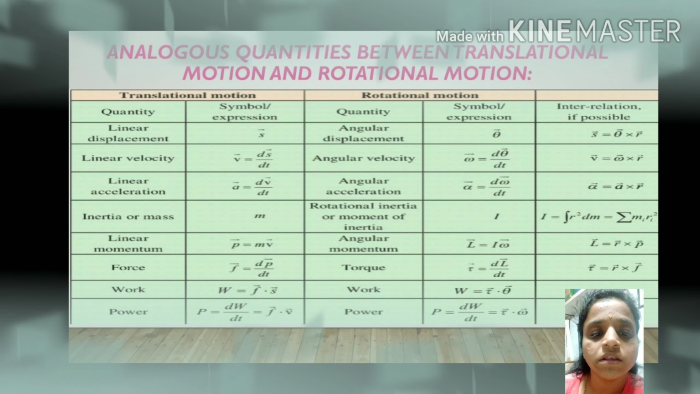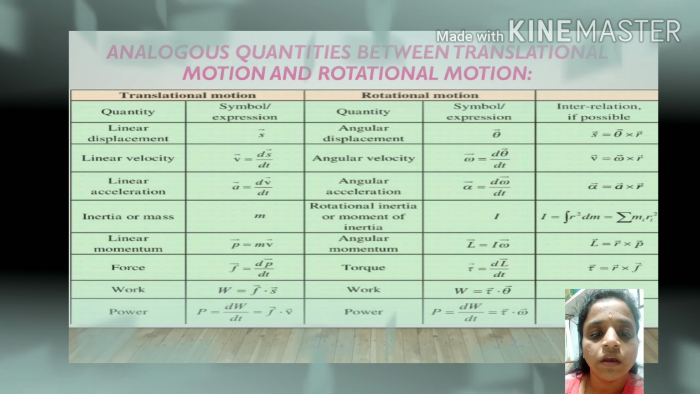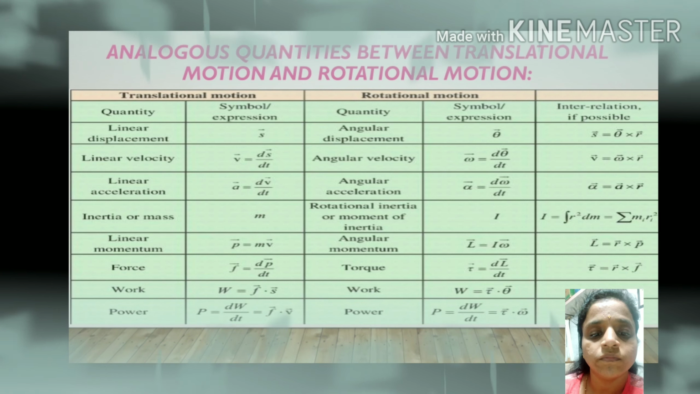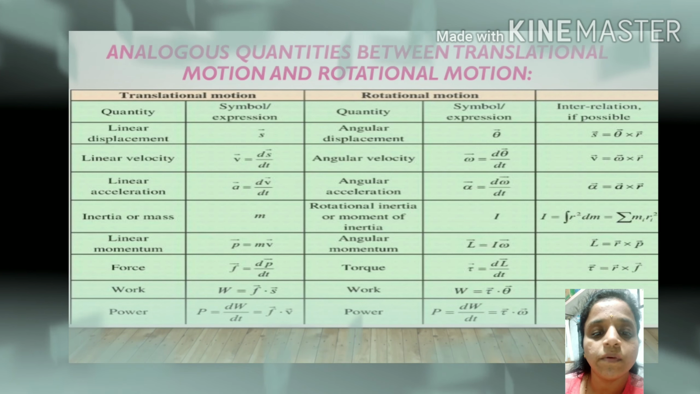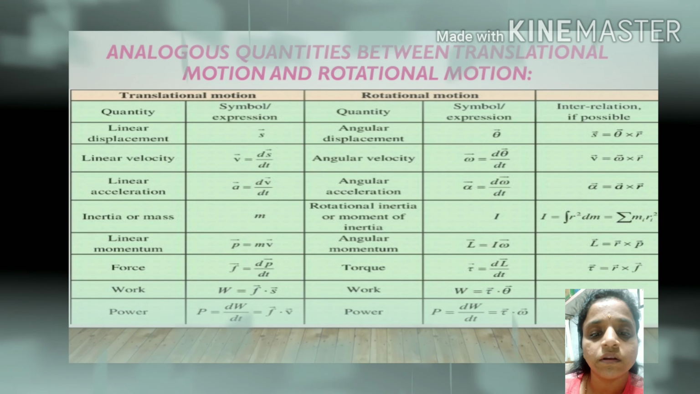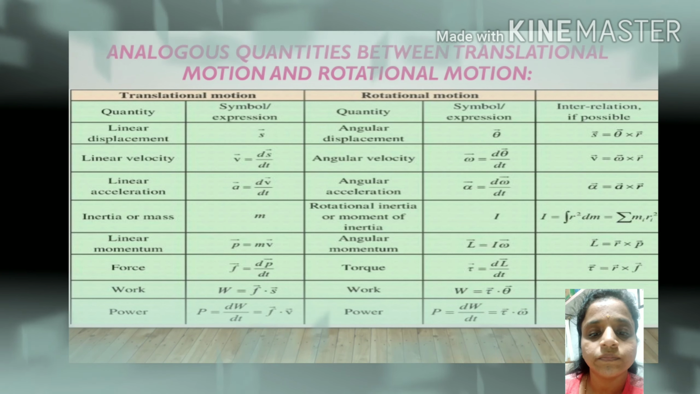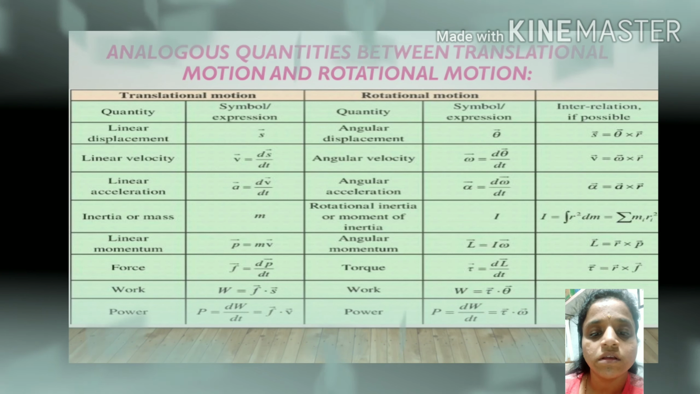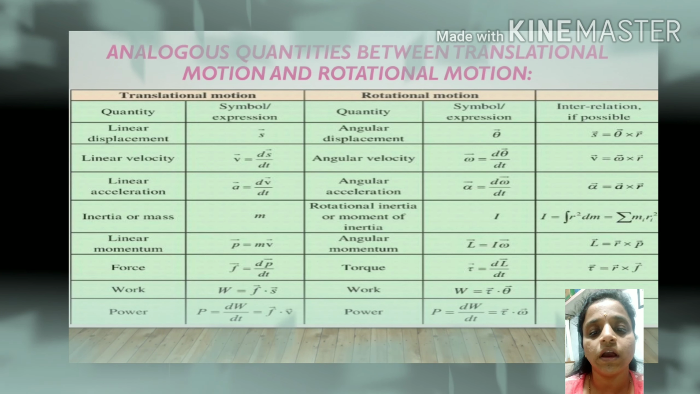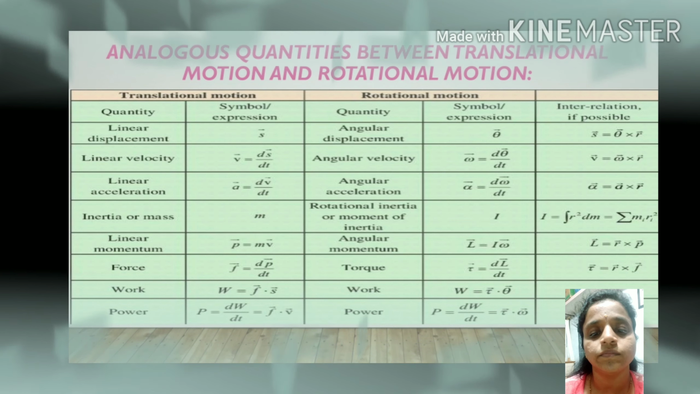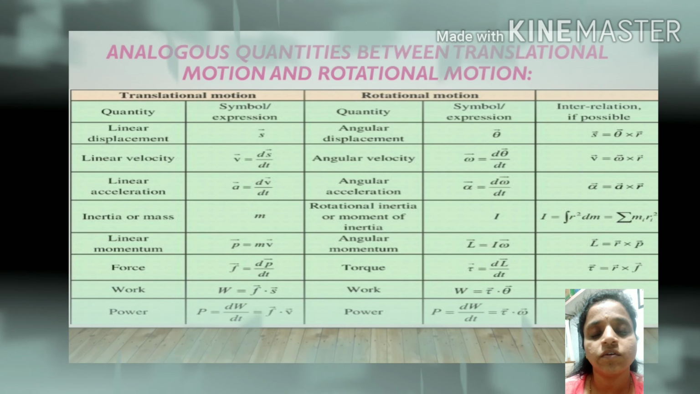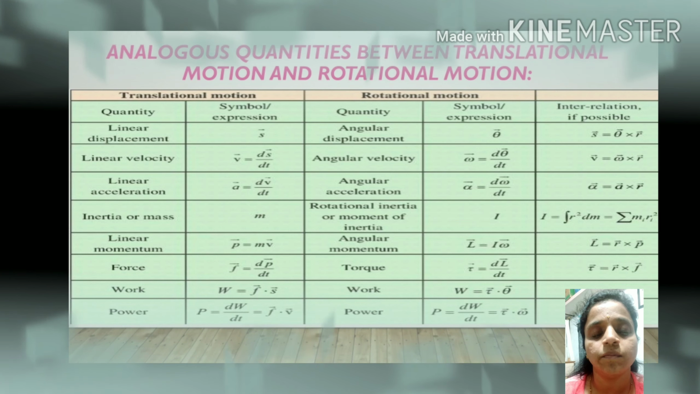Then the third quantity is linear acceleration a bar, which is the rate of change of velocity, dv bar upon dt. It is analogous to angular acceleration alpha bar, which is the rate of change of angular velocity, d omega bar upon dt. Their interrelation is alpha bar is equal to a bar cross r bar.